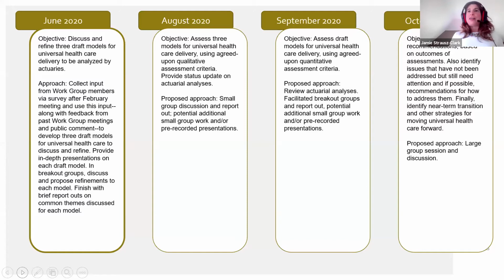And then our aim is that in October, when we meet, we'll be focusing on developing the recommendations that will go in the final legislative report based on the outcomes of these assessments, and also identify issues that have not yet been addressed but still need attention. And if possible, some recommendations for how to address them. So that's the plan. There's still the possibility of another meeting that we'll add, but we will be getting back to you soon about whether that's going to happen and what the topic's going to be.